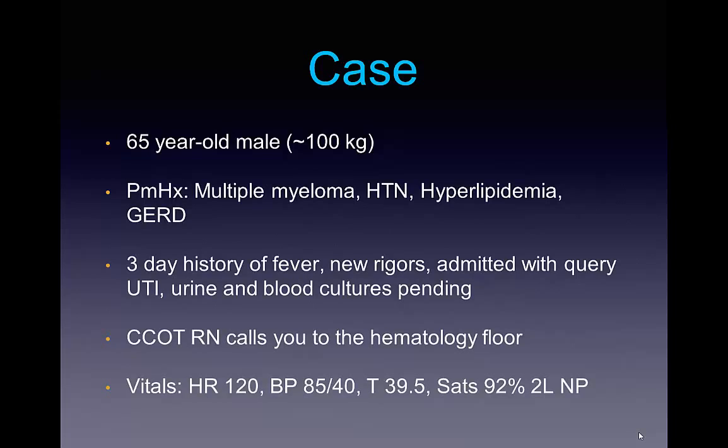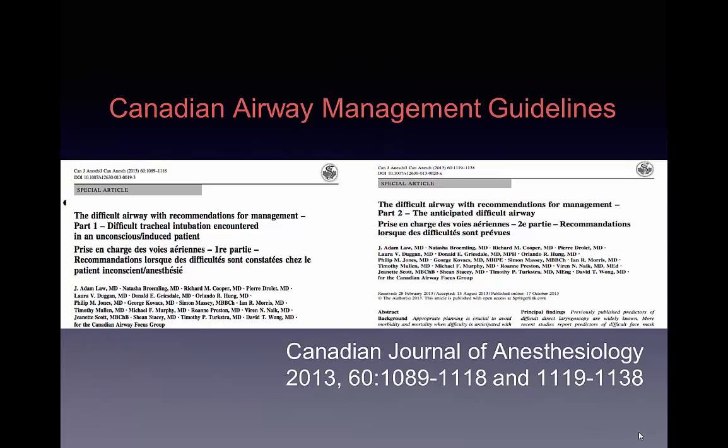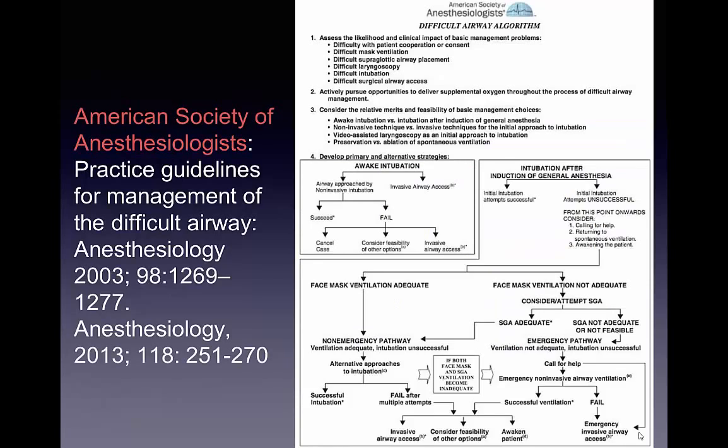And we hope that this is a starting point for you. Lastly, the Canadian Airway Management Guidelines from the Canadian Journal of Anesthesiology are a good resource. There's a Part 1 and Part 2 document. This will be available on our website as well. In addition, the Americans have American Society of Anesthesiologists Practical Guidelines for Difficult Airway Management, and these again are very good documents with algorithms and considerations that you can use.